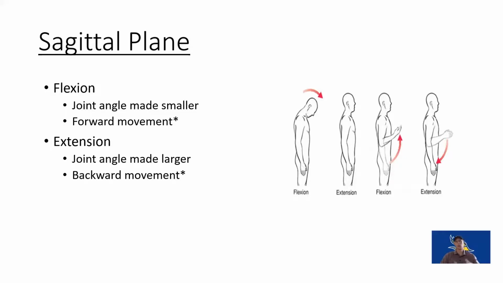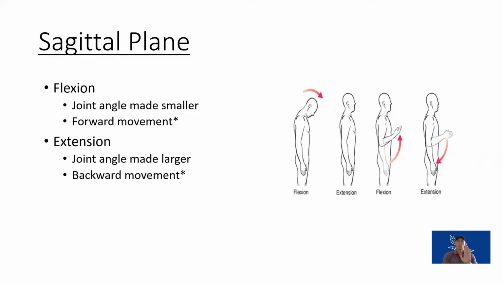Extension makes our joint angle larger. So think about a bent elbow going to a straight arm. It's often a backward movement except at our knee and at our toes. But flexion, think of it as getting a smaller angle.